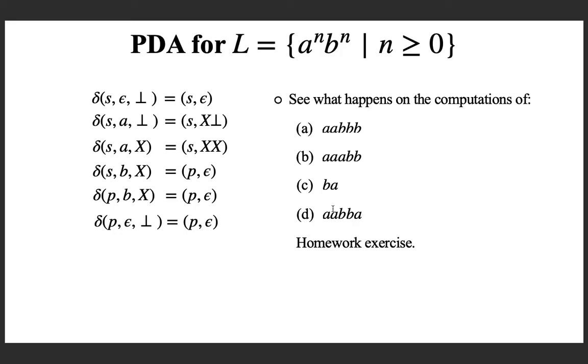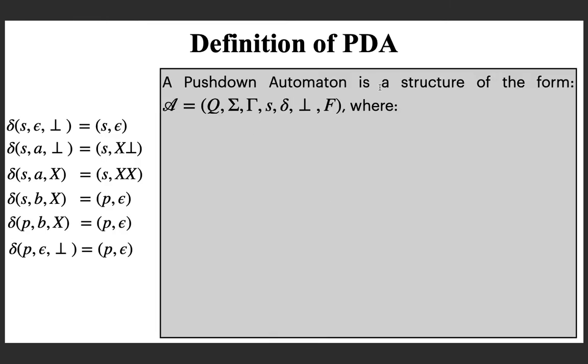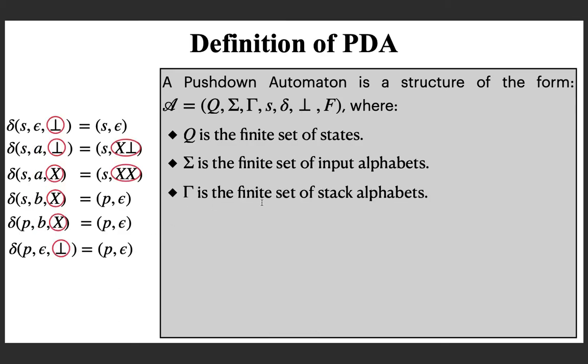And now with this example, we can try to formalize the definition of Pushdown automaton. So recall this example and try to define it. A Pushdown automaton is a structure of the form capital A, an 8-tuple, where Q is the finite set of states. In this particular case, only small s and small p are there. Then sigma is the finite set of input alphabets, here only small a and small b. And then gamma. What is it? It is a finite set of stack alphabets. In this case, there are only two, which is bottom and capital X, and bottom is going to be always there. And small s is a state which is known as the start state.